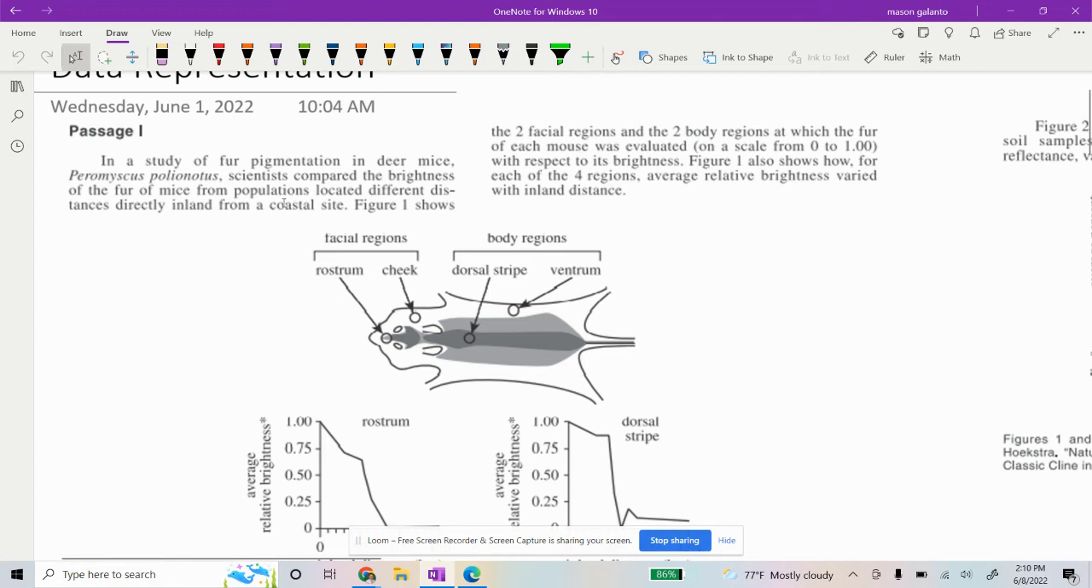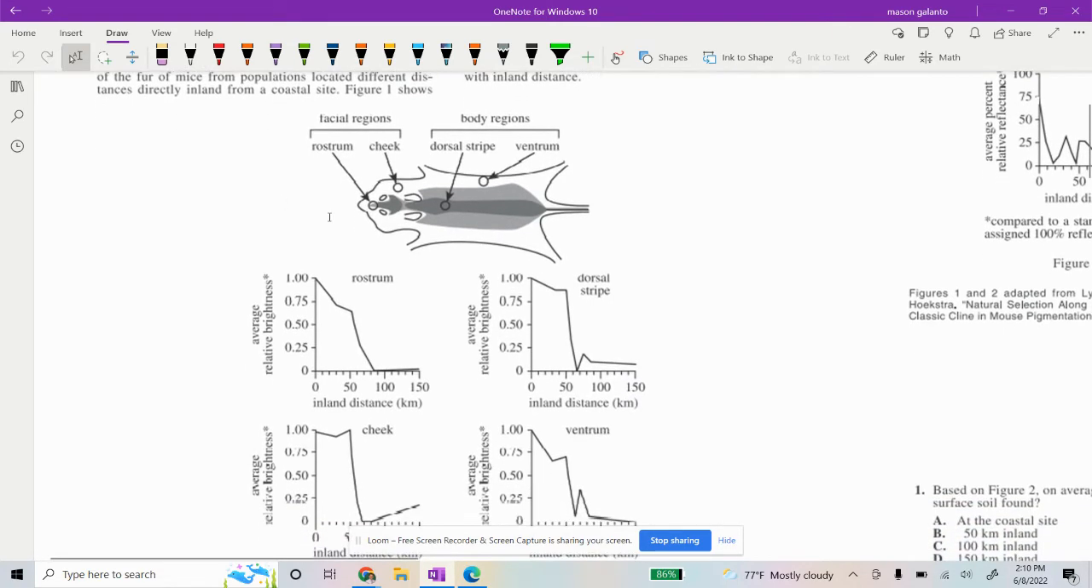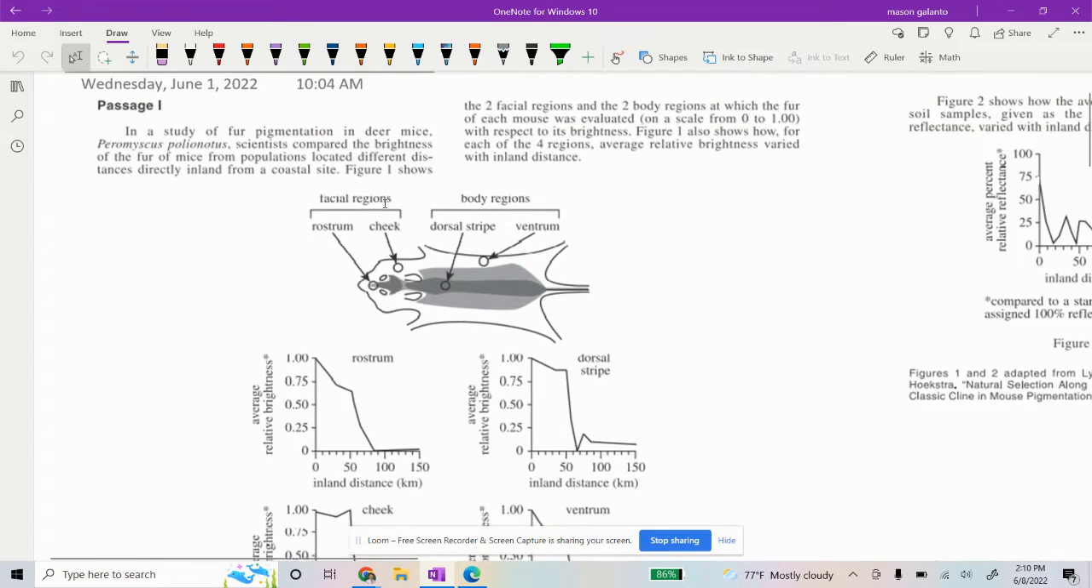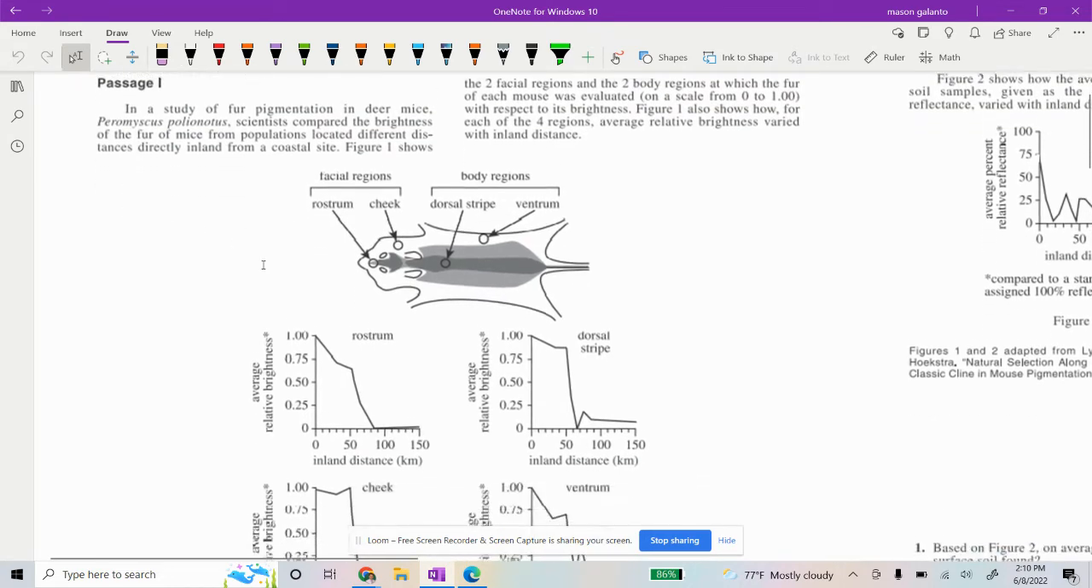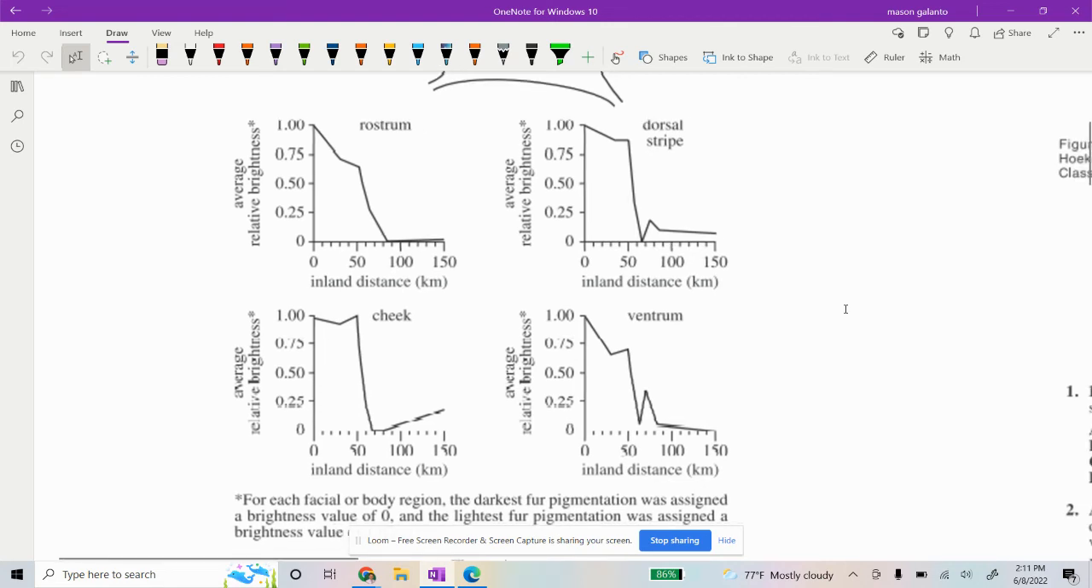Now, as you see, it just gives you a brief summary, but I want you to take a look at the first diagram. The first diagram here is of a deer mouse, facial regions, body regions, rostrum, cheek, dorsal stripe, ventrum. That picture tells me everything that this just said. Looking further, my graphs also give me a bit of information. And what I would do here is I would ask you to think about, what do you see? What are the things that you see?